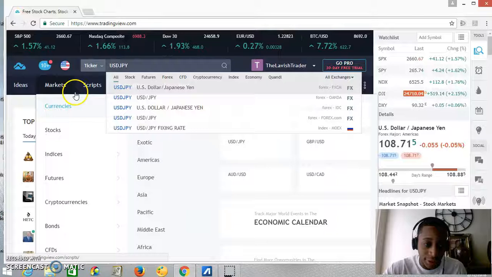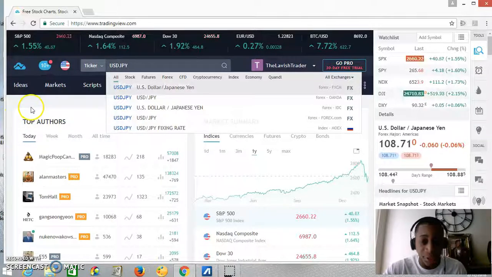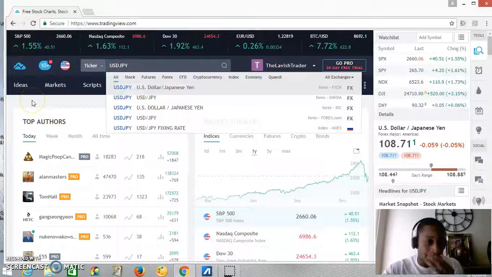TradingView is absolutely free to use, but they do have a pro version with a lot of other features that are just awesome. But as of right now, since a lot of you guys are new to trading forex, the free version is the one that you would want to get.